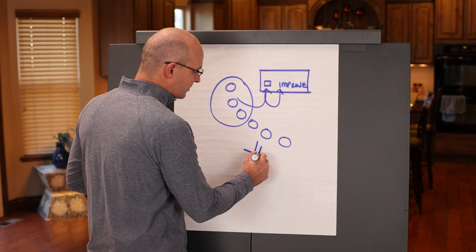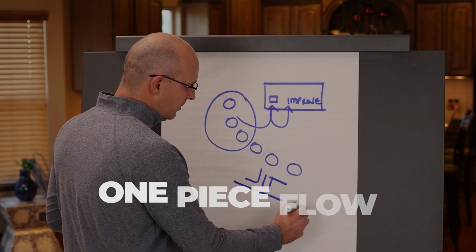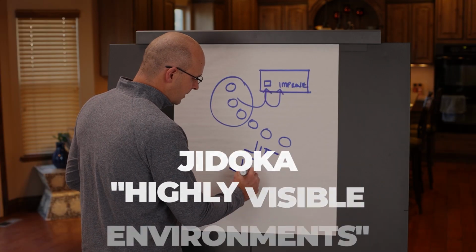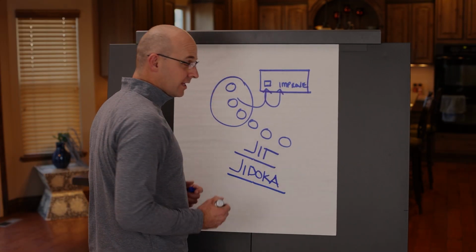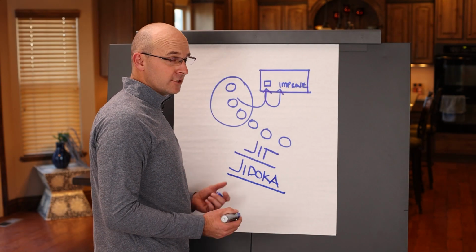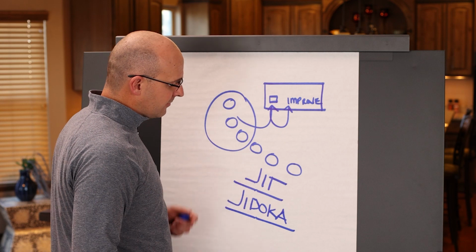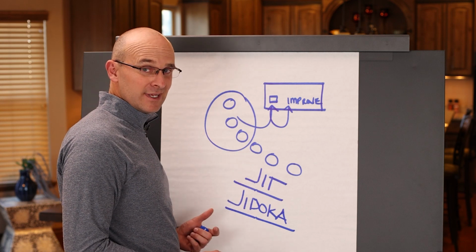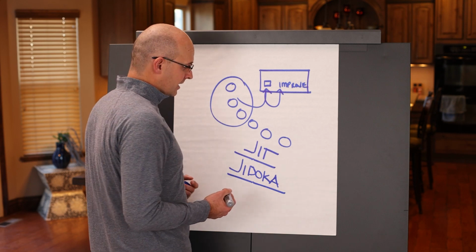So remember one more time, just in time, that means you focus, one-piece flow, no batching. Jidoka, that means that you make your environments highly visible. So I'll ask you in your office, in your trailer, in your department, on your project, in your conference room, do we have all the information that people need to see so they can see if they're winning at a glance, so that the team can work together as a group?